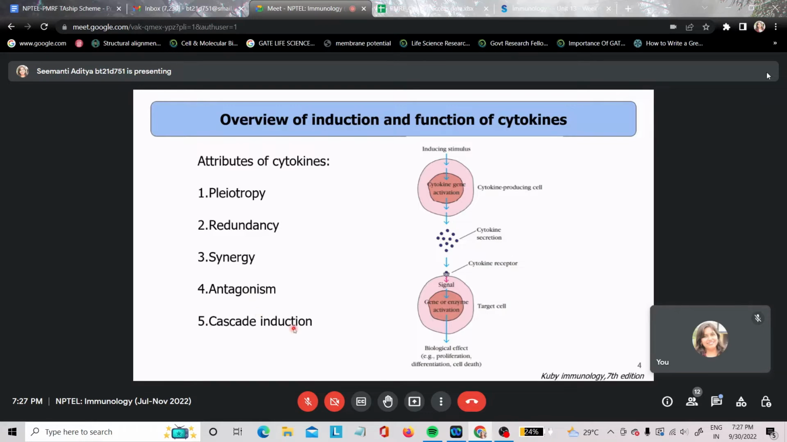And the last attribute is cascade induction. Cytokines can act on any cell, and can start a cascade of reactions. For example, complement proteins get activated in a 1, 2, 3, 4, 5 kind of fashion. Similarly, one cytokine will go and activate another cell, and that cell will produce another set of cytokines. Those cytokines will go and activate another kind of cell. So this continues, and ultimately the biological effect is achieved.